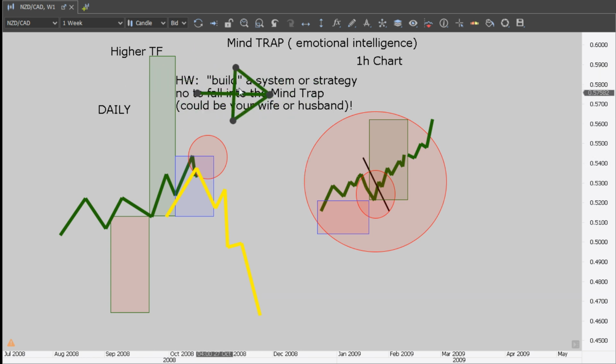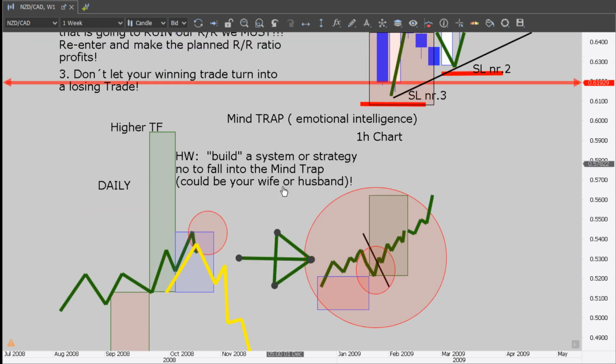Everybody, build a system or strategy not to fall in this mind trap. I don't care what or who or how, but if you cannot improve this, you aren't going anywhere. Okay? And if you want, you can send me the homework.